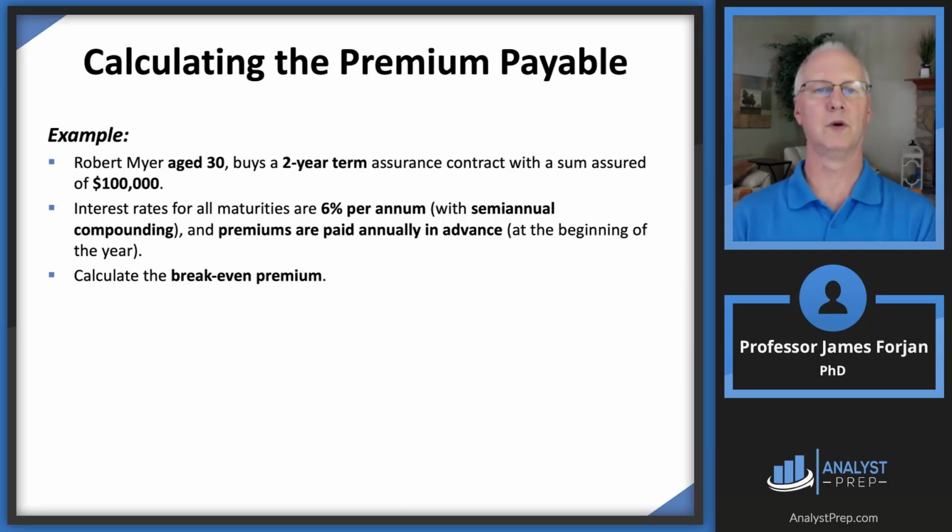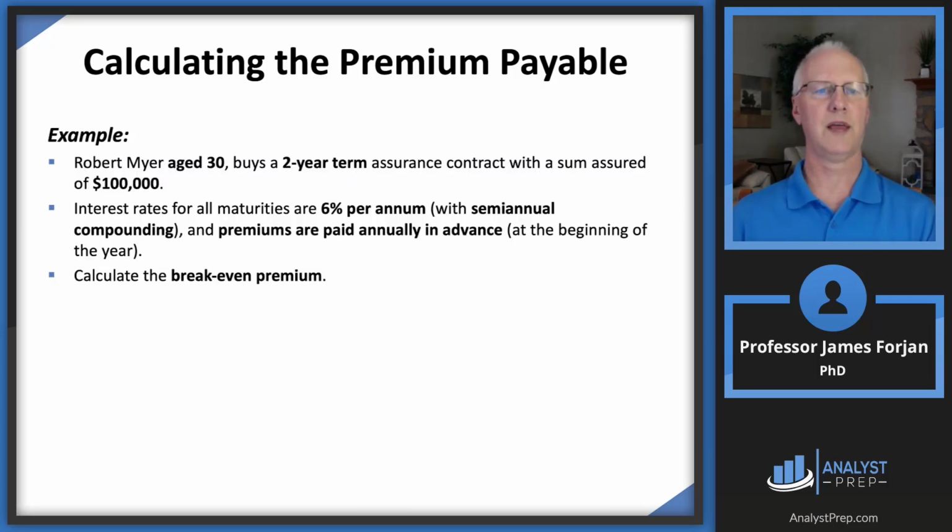So let's go ahead and work through a calculation example. You might want to get your calculators out here, but the math is relatively easy, and it's some good algebra. We buy a 2-year term contract for $100,000, 6% annual interest rate, but it's semi-annual compounding, so we're going to have to cut that in half. That's why when we do the math over the next couple of slides, you'll see 3% in there. So that's 3% as a semi-annual interest rate. Premiums are paid annually in advance, of course. And the question is, what is the break-even premium?